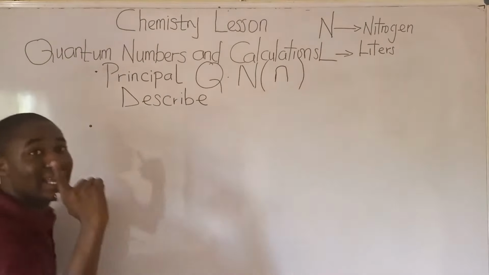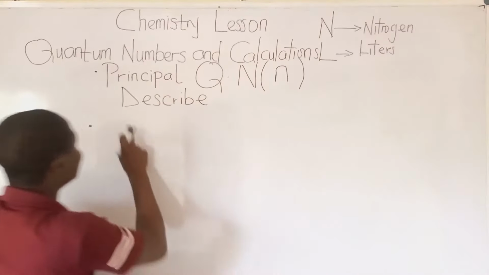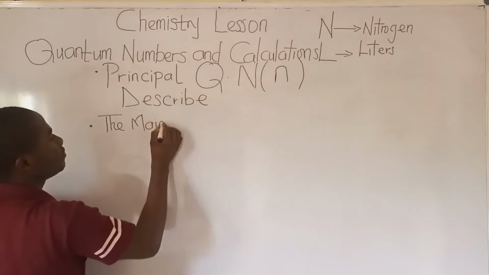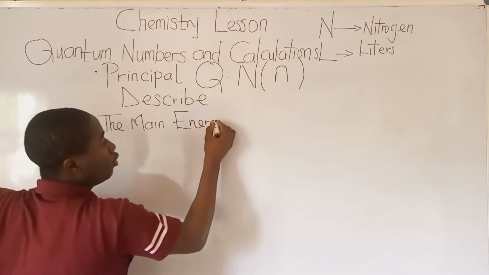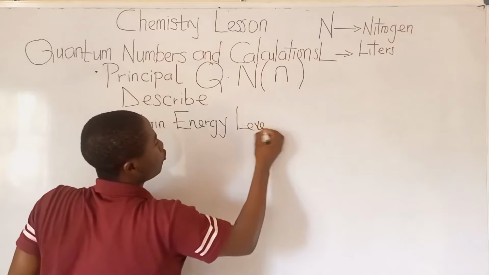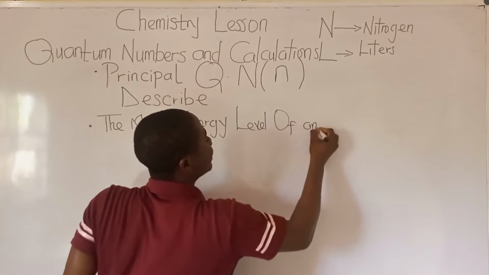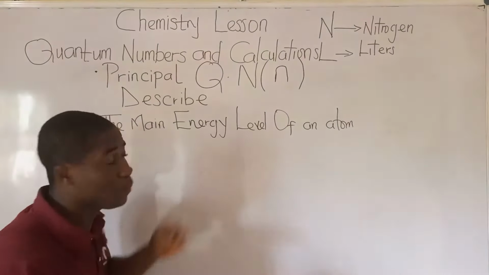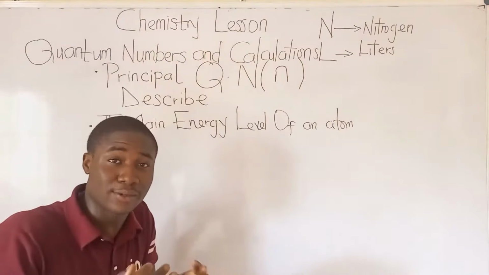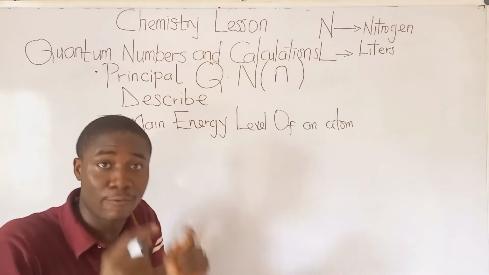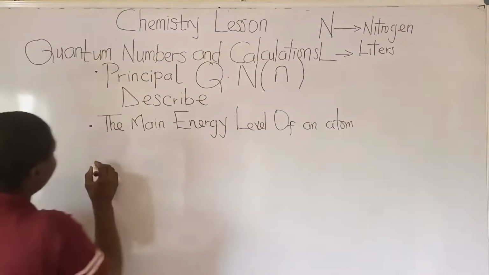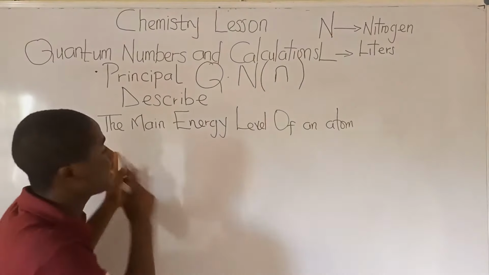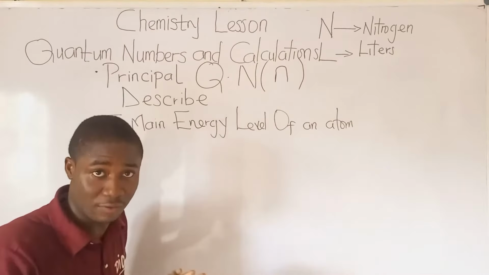First thing first, it describes the main energy level of an atom. This must be noted: the principal quantum number describes the main energy level of an atom.